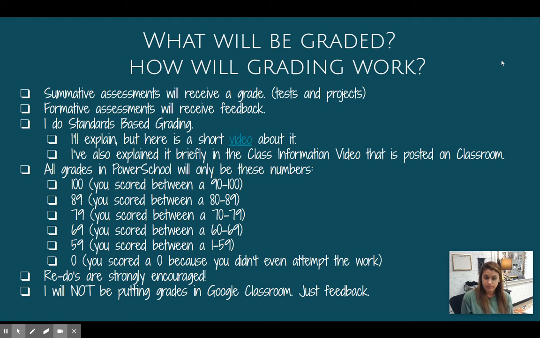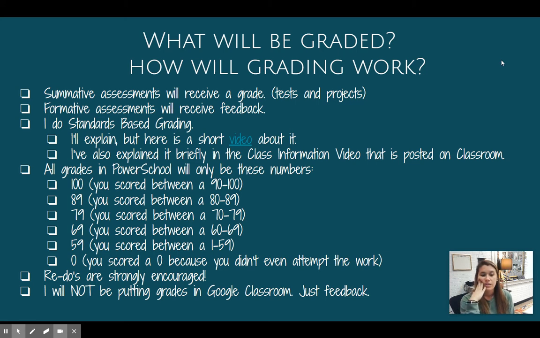So by this method, all the grades in PowerSchool will only be these numbers on the screen: 100, 89, 79, 69, 59, or 0. That's because if I give you an 85, is that really going to affect your grade that much more than an 89? No, probably not. So I'm going to give you the benefit of the doubt and give you the highest B, essentially. That's why you get the 89 rather than an 85, okay?